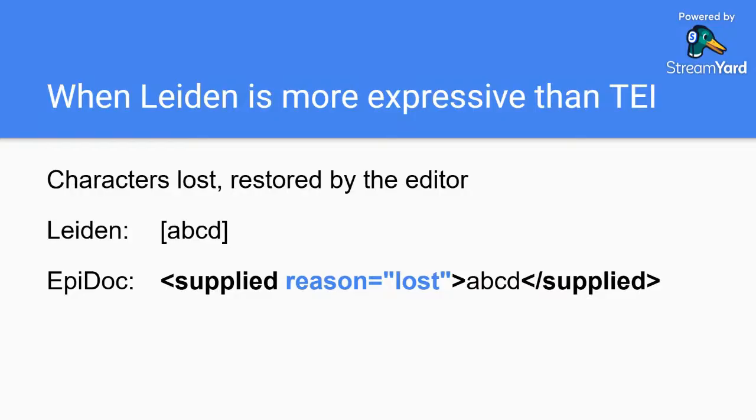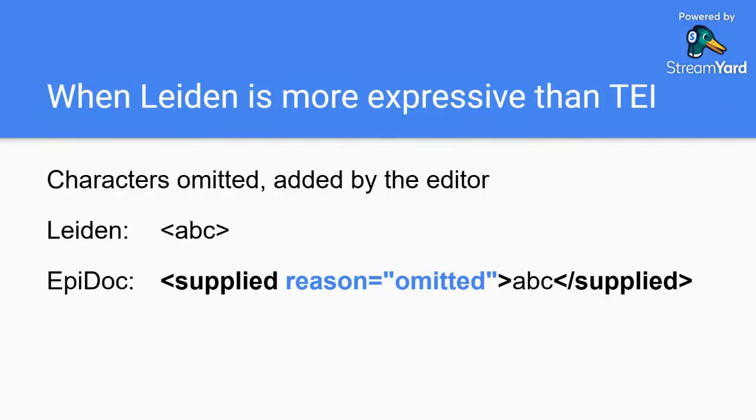This is the case that I was talking about when we were looking at Leiden. If characters have been lost and the editor is restoring what probably went there before the damage, then we say supplied reason lost. If characters have been omitted in error by the stonecutter and the editor is adding them, we say supplied reason omitted. So for this reason, EpiDoc doesn't allow supplied without a reason attribute, whereas TEI does. So EpiDoc has a slightly different content model as a result of the slightly different way of thinking about text that we inherit from the Leiden conventions.